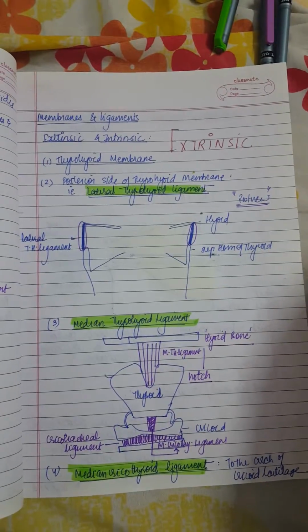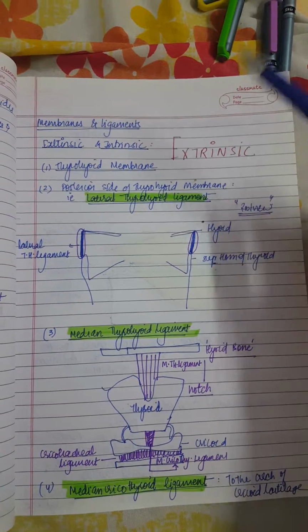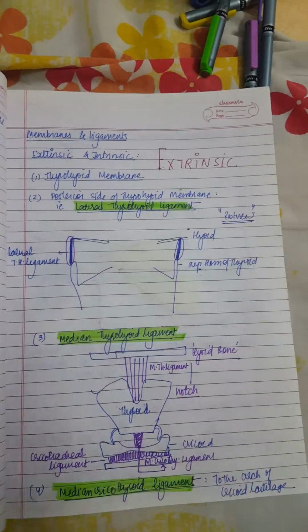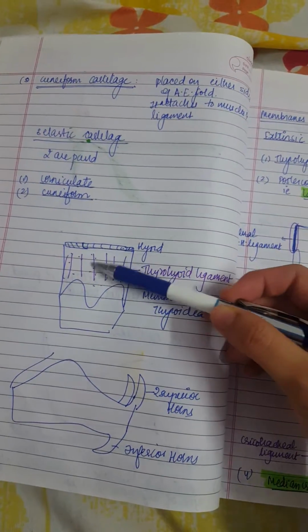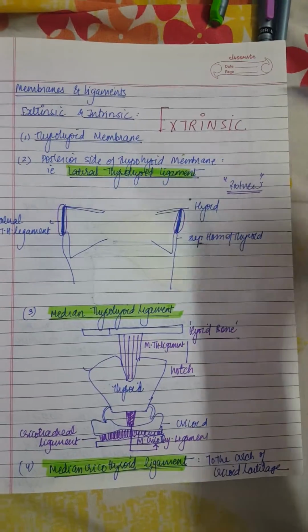Now membranes and ligaments of the thyroid. Thyrohyoid membrane. First we'll talk about the extrinsic, and then we'll talk about the intrinsic membranes and ligaments. Thyrohyoid membrane, which I have already drawn here, this comes in extrinsic. This is the number 1. Okay, thyrohyoid ligament, it is the extrinsic ligament.